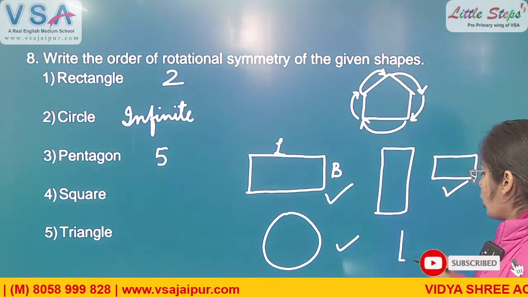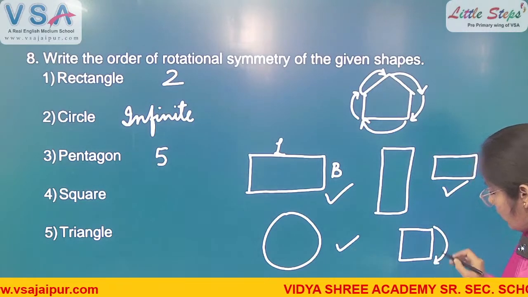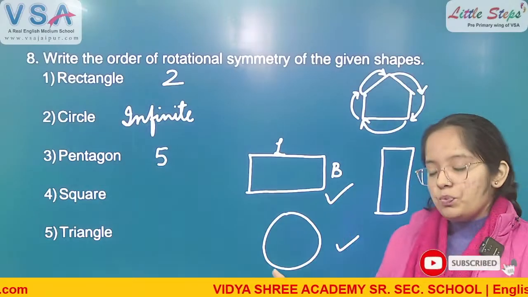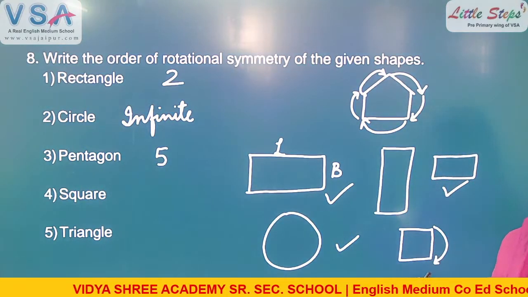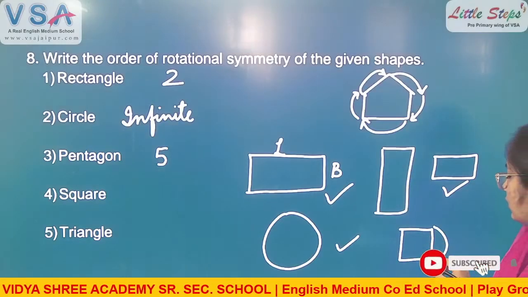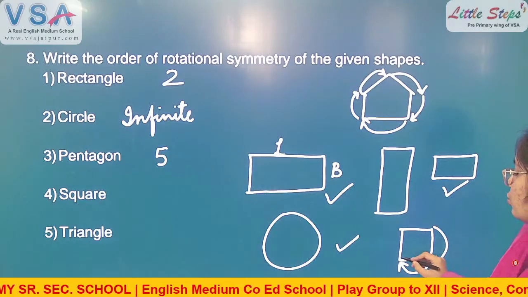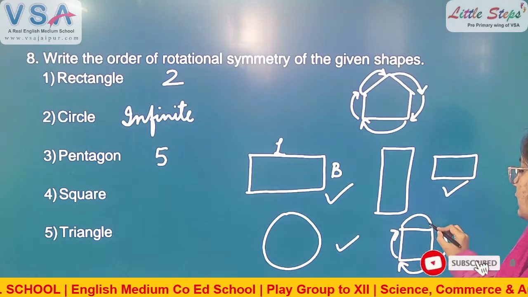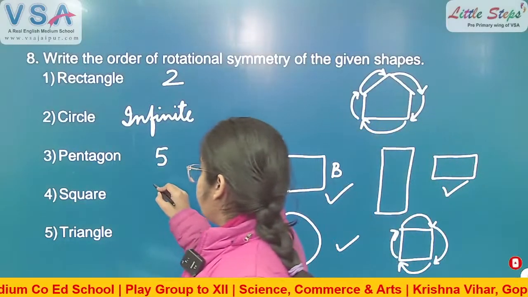Whereas when we are talking about a square, when we rotate it from edge to edge, it will remain the same, right? So the rotational symmetry, we can count it as 1 here, 2, 3, and 4. The rotational symmetry here is 4.